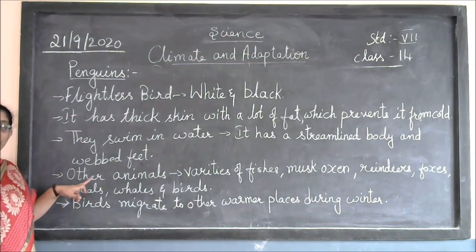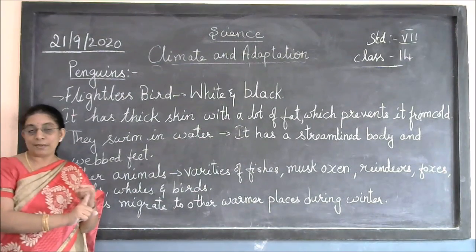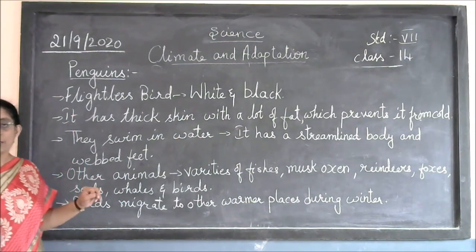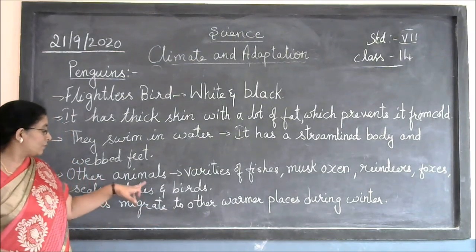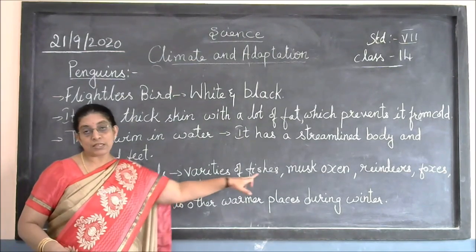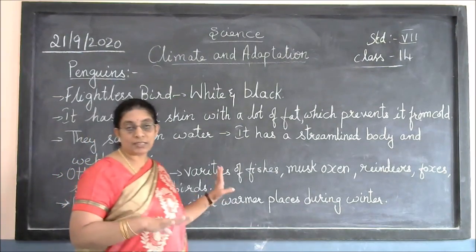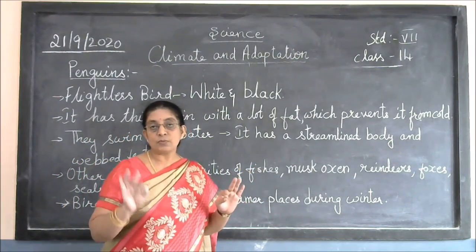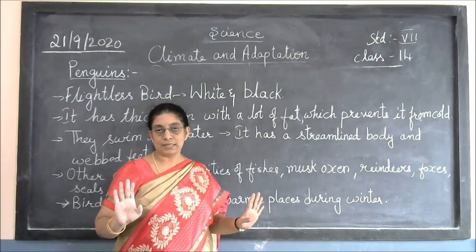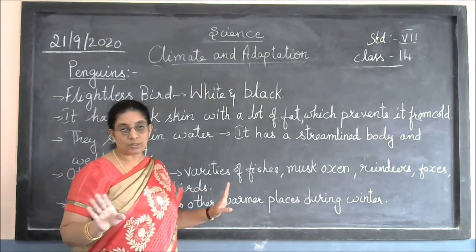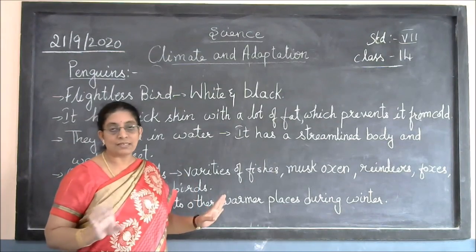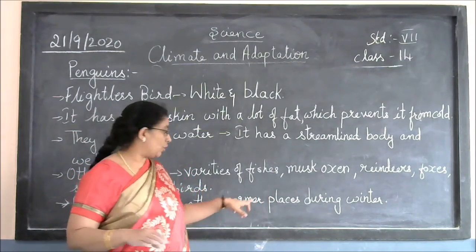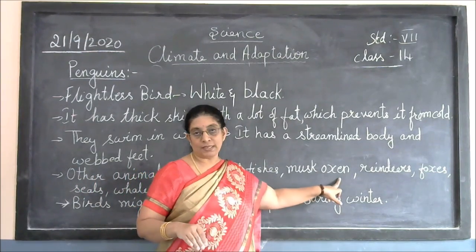And apart from these, that is mainly the polar bear and the penguins, there are other animals which live in the polar region. So other animals, that is a variety of fishes. All these fishes you can see only during the days when there is sunlight. Okay, so in the other time, that is during the cold season, you cannot see them because the whole place will be covered with snow. And musk oxen.